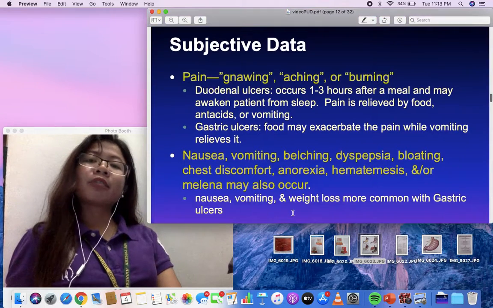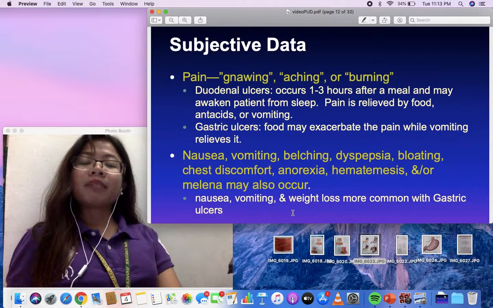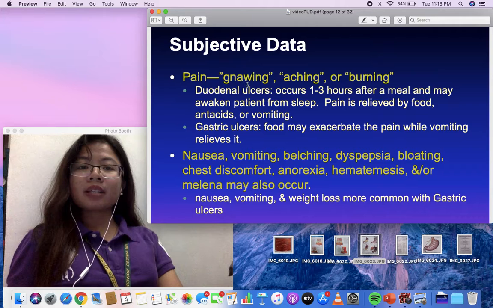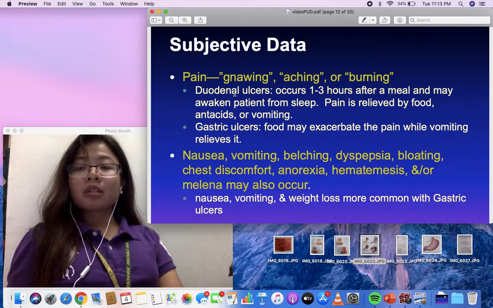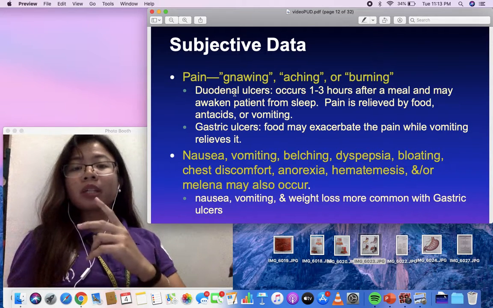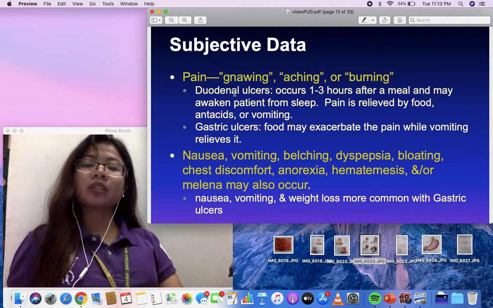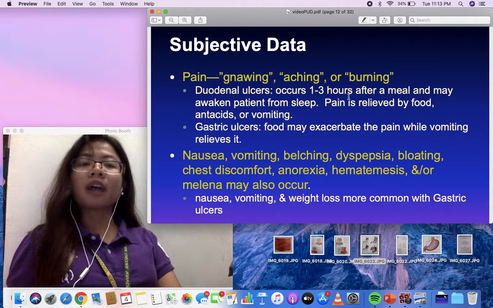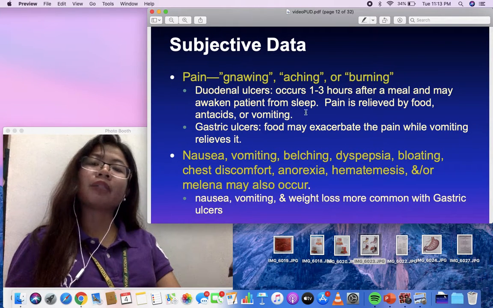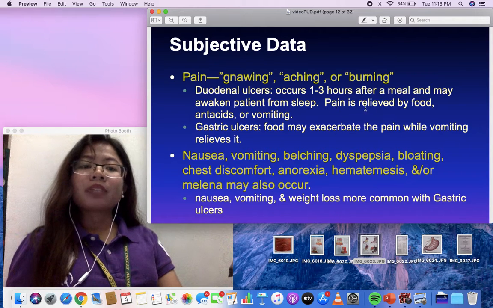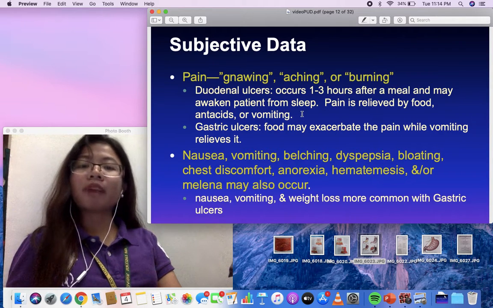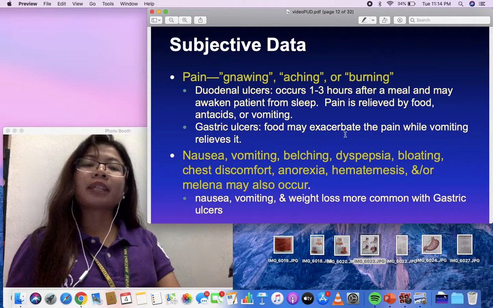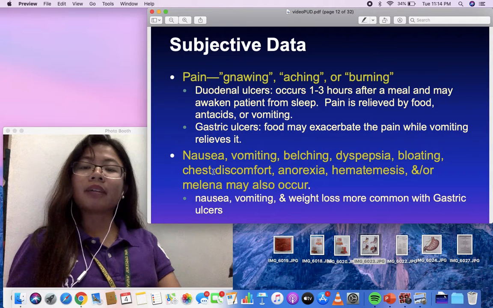Next is the subjective data, or the signs and symptoms of peptic ulcer disease. For the pain: gnawing, aching, or burning. Let's also know the difference between duodenal ulcer pain and gastric ulcer pain. For duodenal ulcers, it occurs 1 to 3 hours after a meal and may awaken the patient from sleep. Pain is relieved by food, antacids, or vomiting. But for gastric ulcers, food may exacerbate the pain while vomiting relieves it.